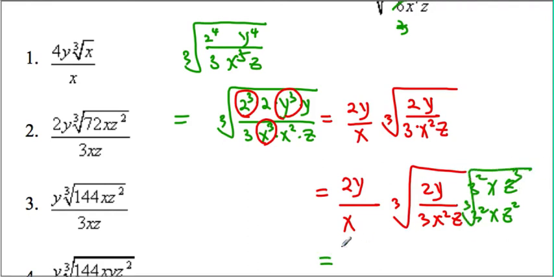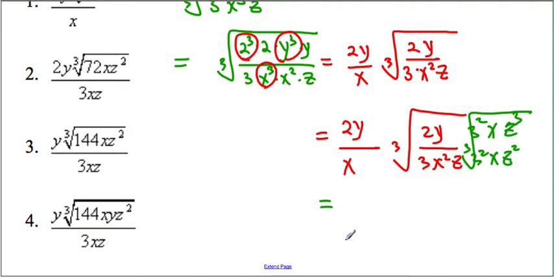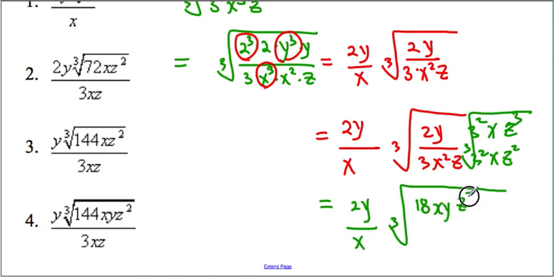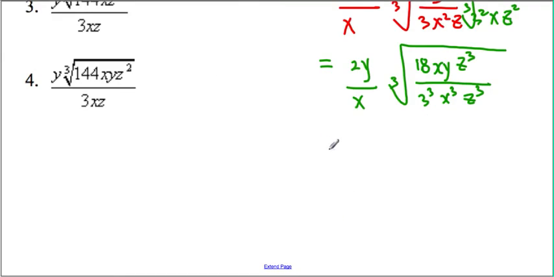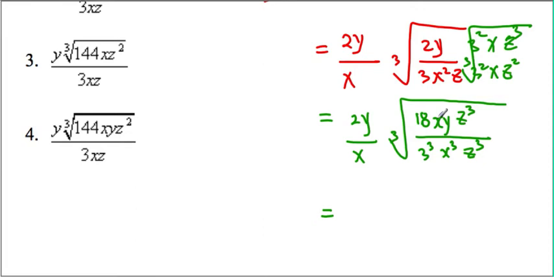Then here, what do we end up getting? 2y over x, then cube root of 9 times 2 becomes 18, x, y, z to the 3rd power, all over 3 cube, x cube, and z cube. Then our final answer becomes, oh, I'm sorry, this is z squared, sorry about that.